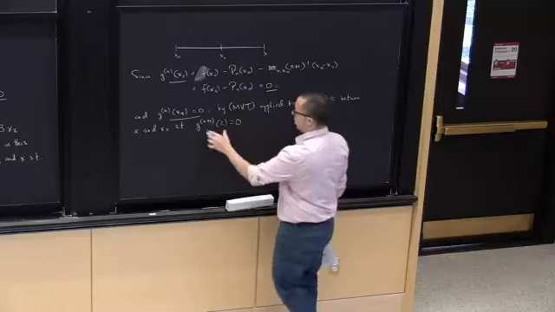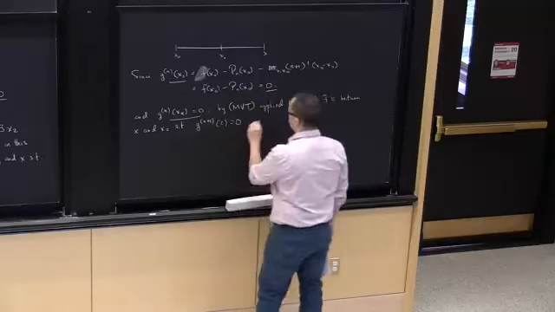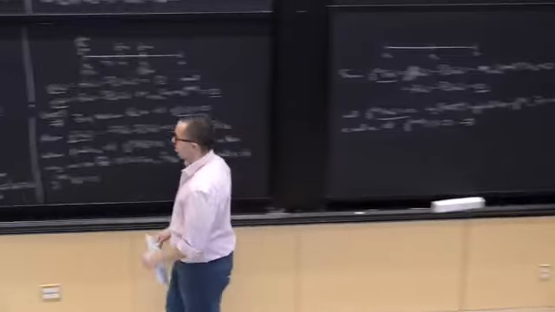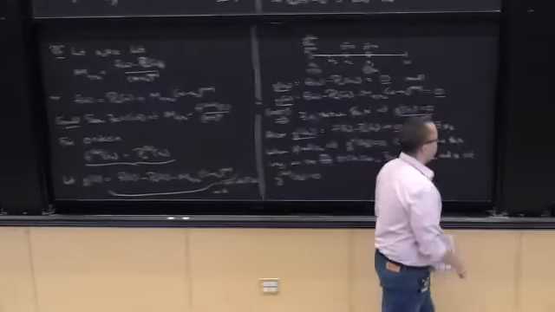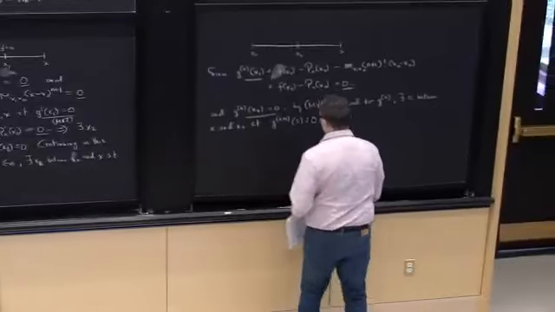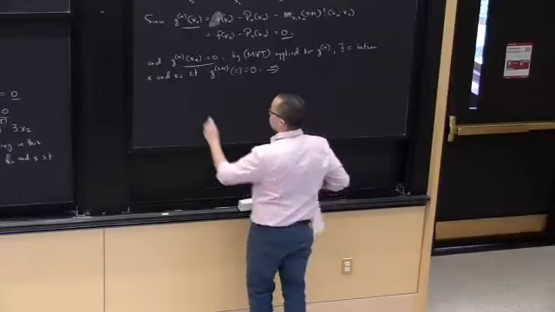But what does this mean? Now, if I take n plus 1 derivatives with respect to s of this over here, I get f.